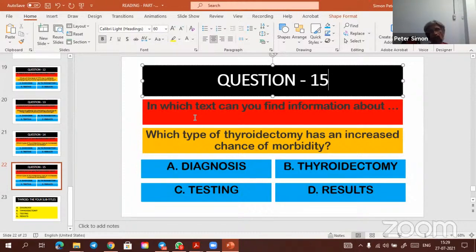Initial, medial, final. So you have to identify like this. Cause, effect. Advantages, disadvantages. Pros and cons. For and against. Like this, there are some concepts. You have to identify that one there. Next. 15.